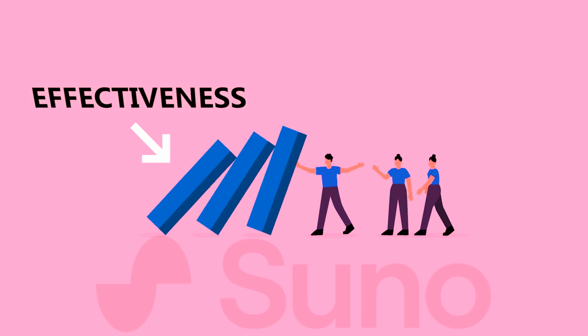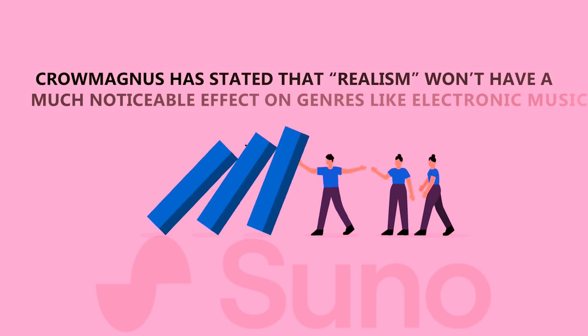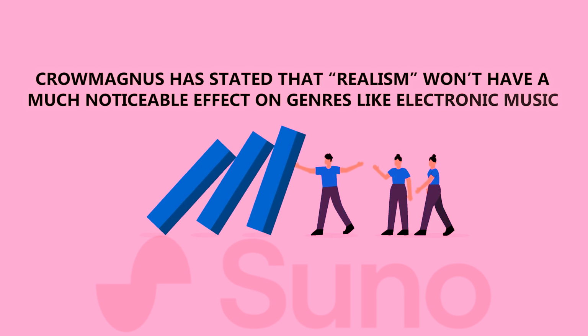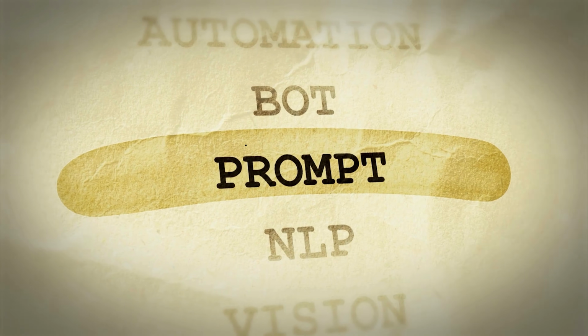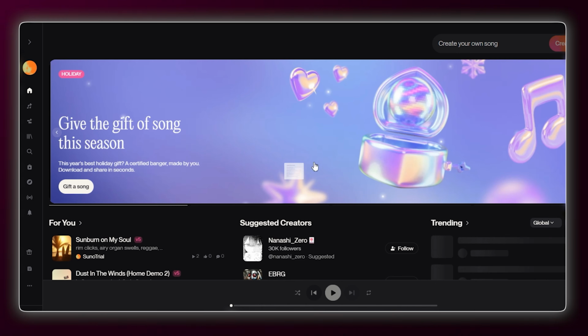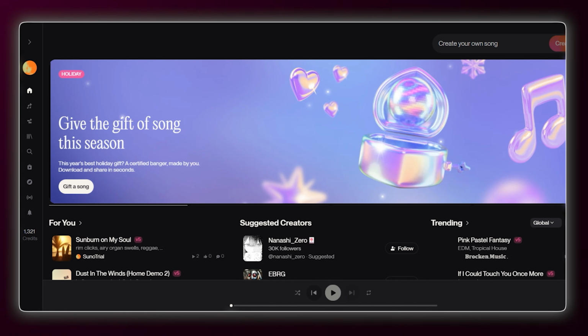However, the effectiveness of it depends on the genre. Crow Magnus has stated that realism won't have a very noticeable effect on genres like electronic music. It's not magic, it's prompt engineering. And honestly, you should probably learn this now. Rumor has it Suno is moving toward version 6 and a partnership with major labels soon, which might nerf these manual overrides. So feel free to use the max mode trick while you still can.